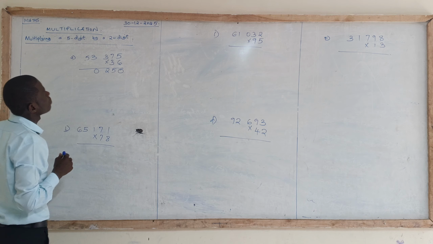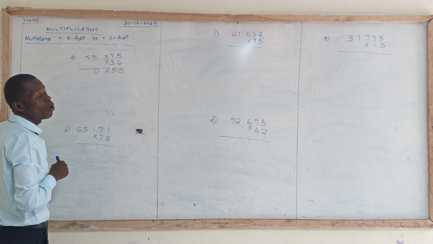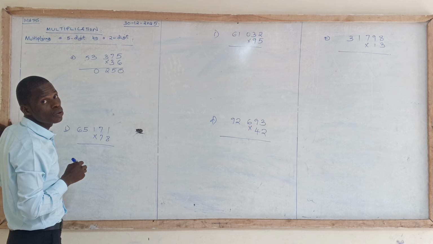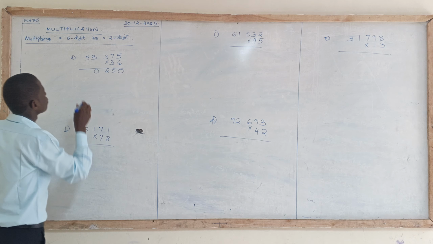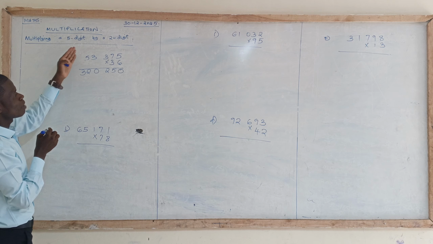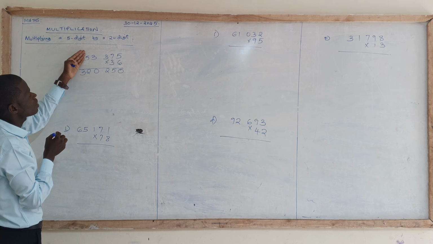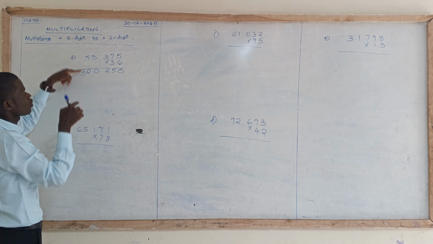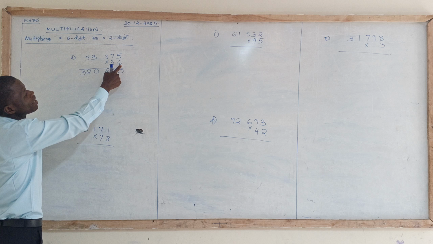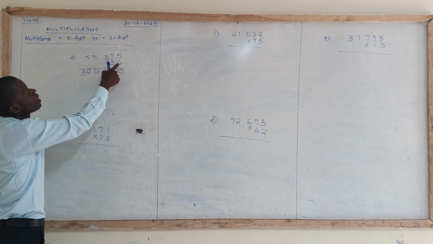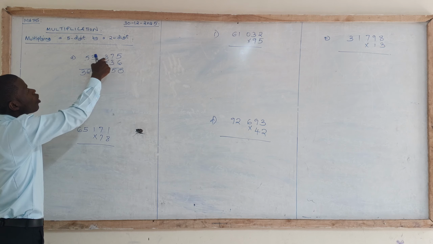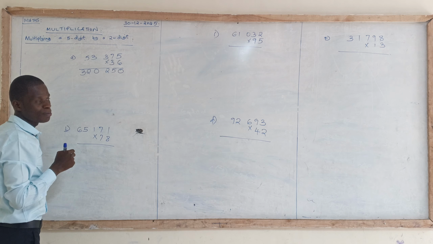6 times 5, that is now 30. Plus 2 you carried, what do you have? 30 plus 2, we have 32. We are writing it all, reason being, there's no number left to multiply. Our multiplication ends at 5. So 6 times 5, 30 plus 2, 32. You write everything. I'm done with this ones digit here, which is 6. I've multiplied all the digits on top here by 6.